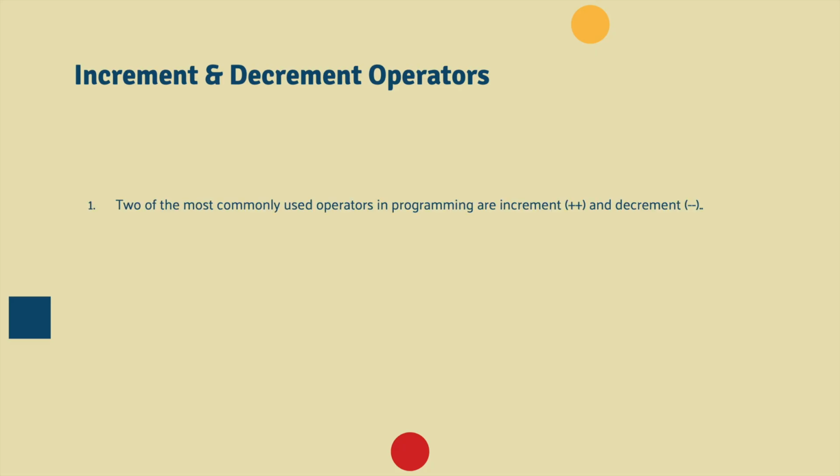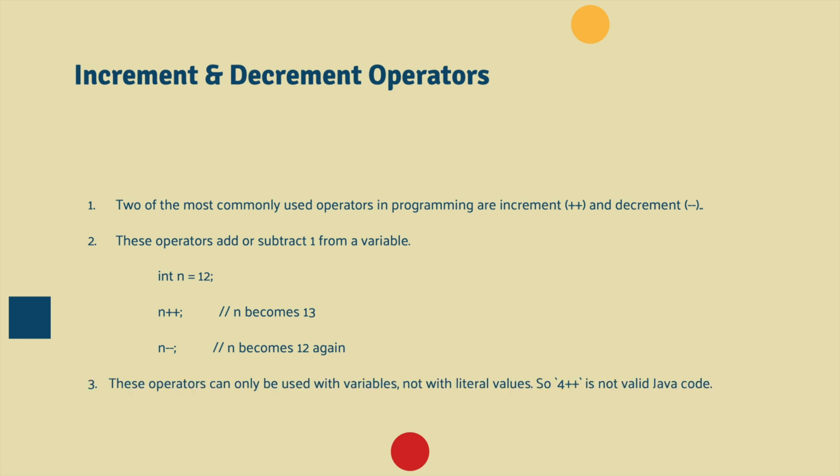Two of the most commonly used operators in programming are increment and decrement. These operators add or subtract one from a variable. These operators can only be used with variables, not with literal values, so 4++ is not valid Java code.